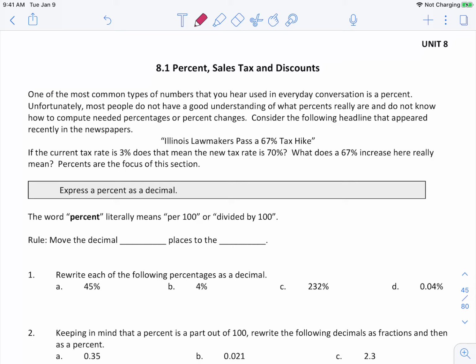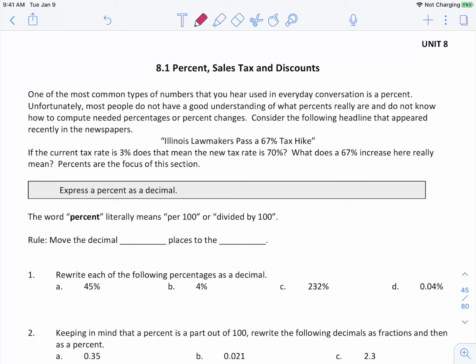Consider the following headline that appeared recently in the newspapers. Illinois lawmakers pass a 67% tax hike. If the current tax rate is 3%, does that mean the new tax rate is 70%? What does 67% increase here really mean? So percents are going to be the focus of this section.